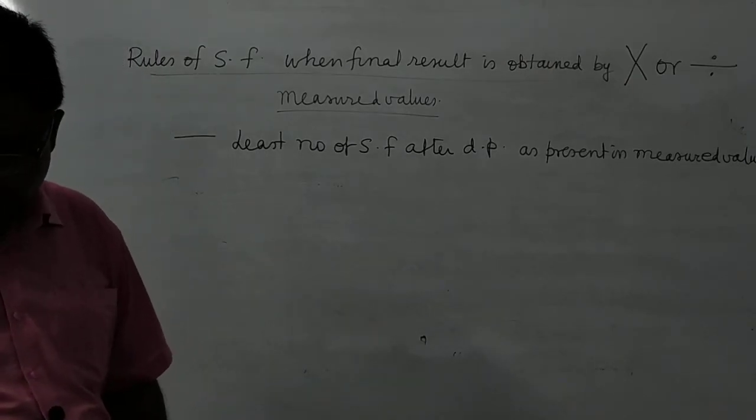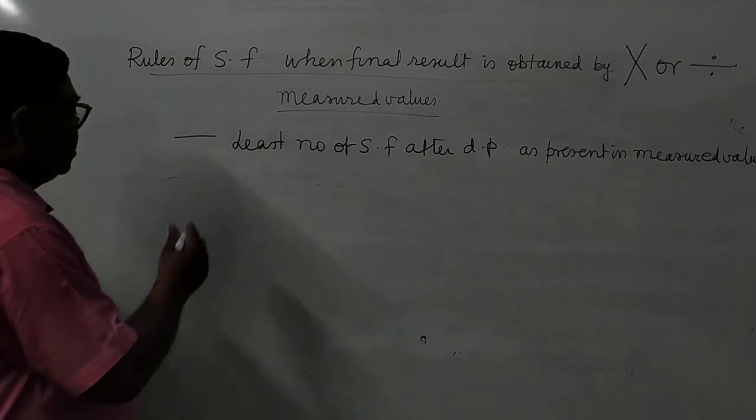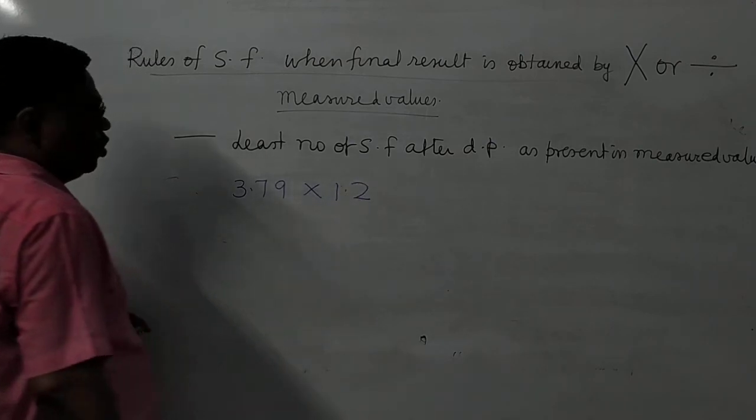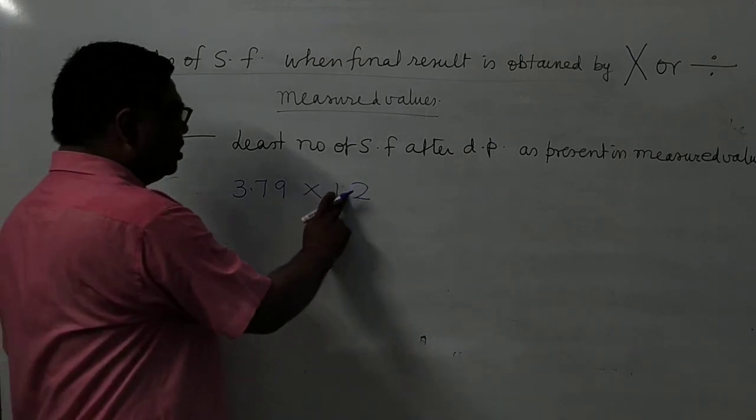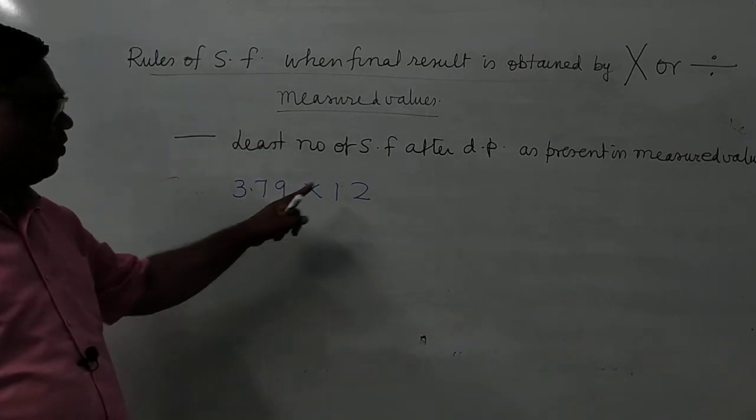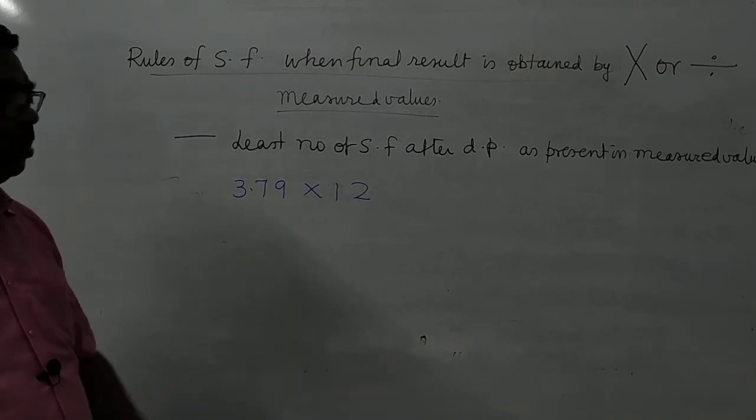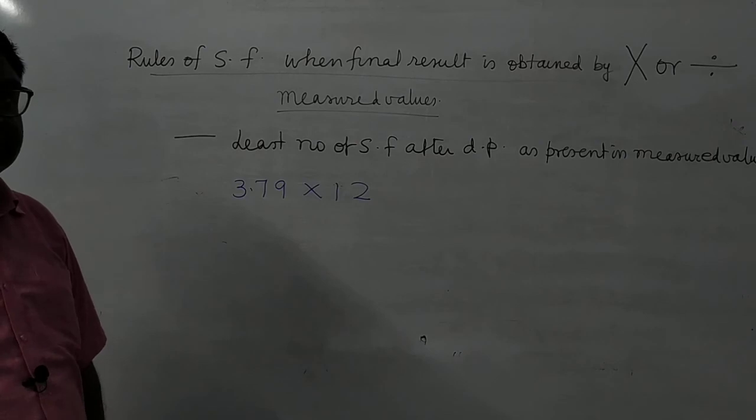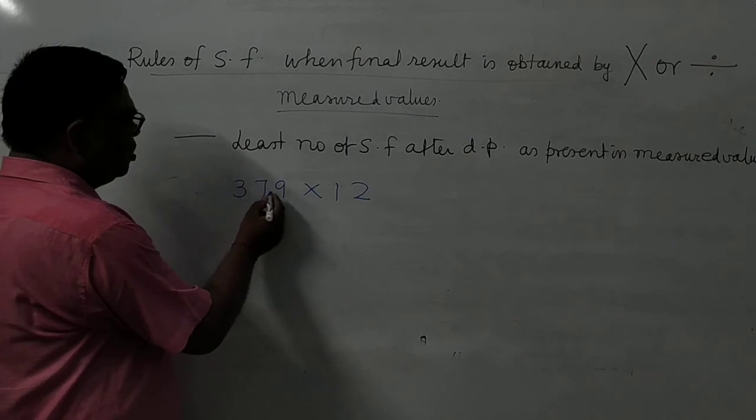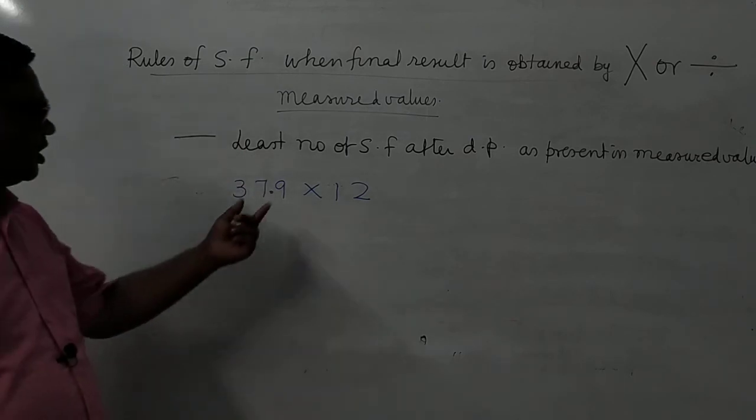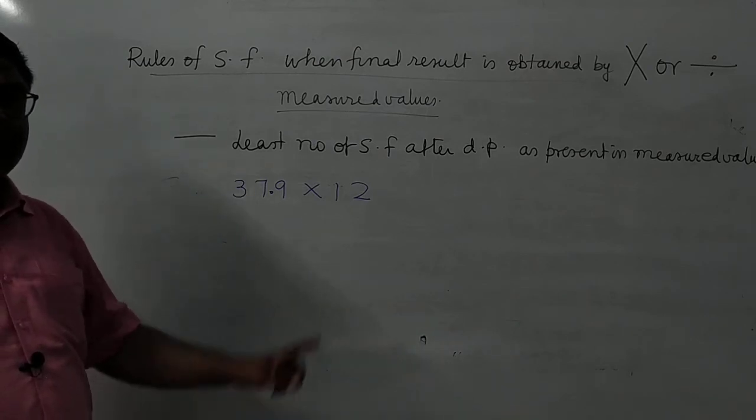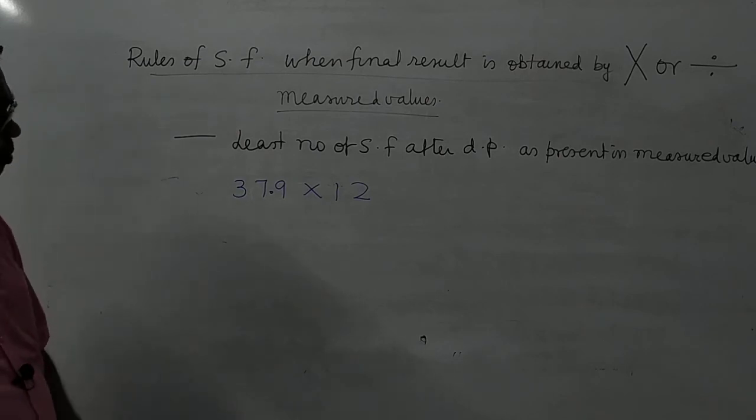Now see here, suppose it is 3.79 multiplied by 1.2, or you take it as 12. Here 3.79 has three significant figures, and 12 has two significant figures. So in the final result how many will you keep? You will keep two significant figures.